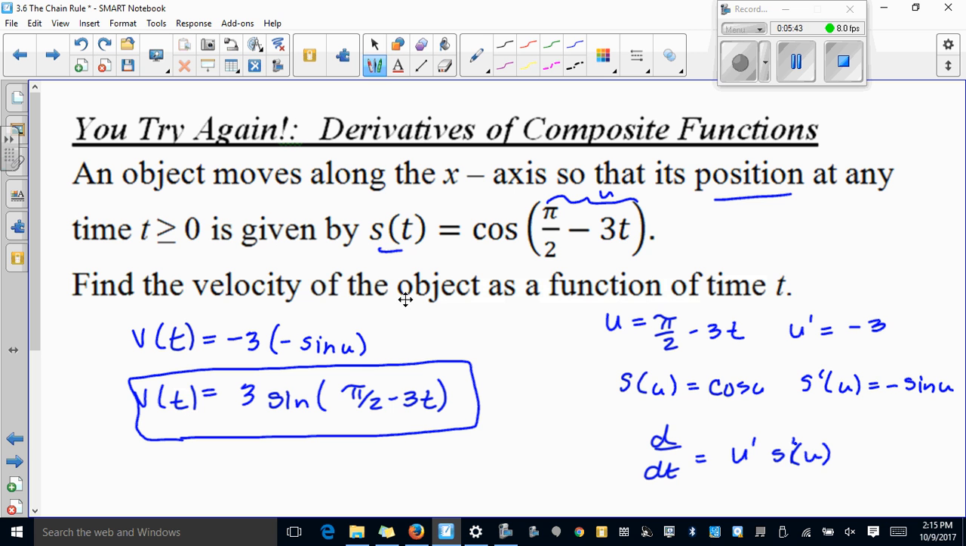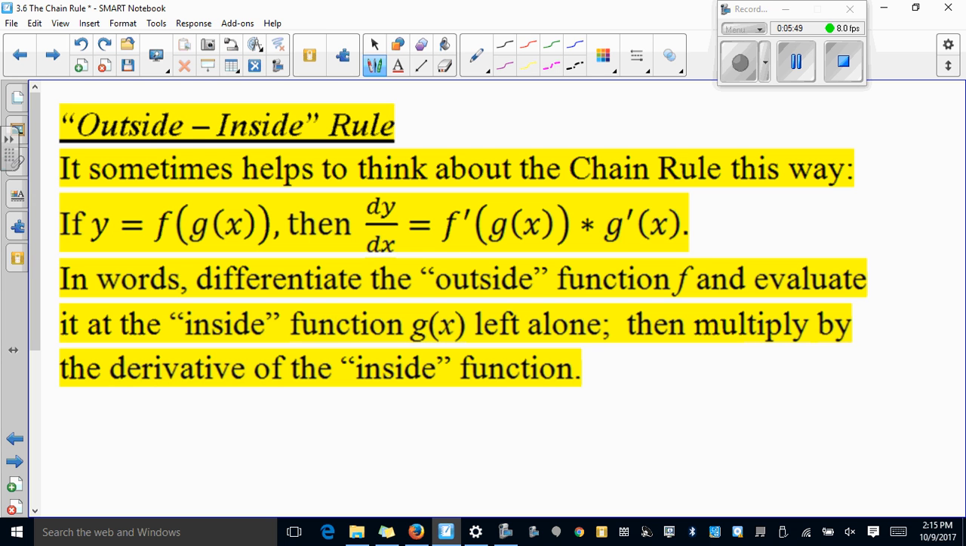It sometimes helps to think about the chain rule this way. If y equals f of g of x, then dy dx equals f prime at g of x times g prime of x. In other words, differentiate the outside function f and evaluate it at the inside function g of x, left alone, don't touch it. Then multiply it by the derivative of the inside function.